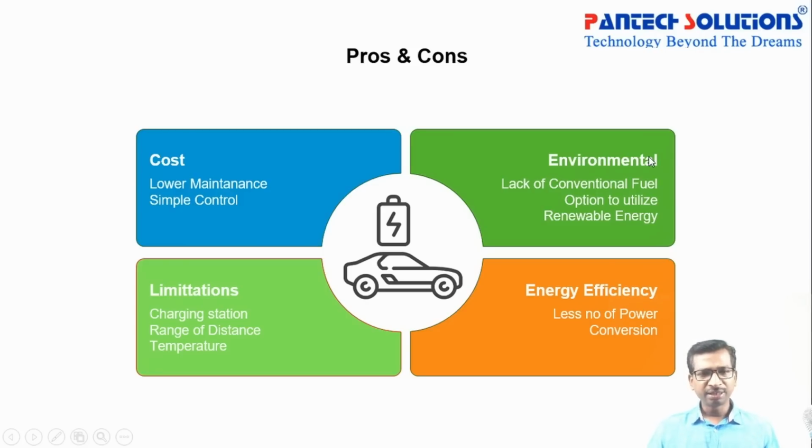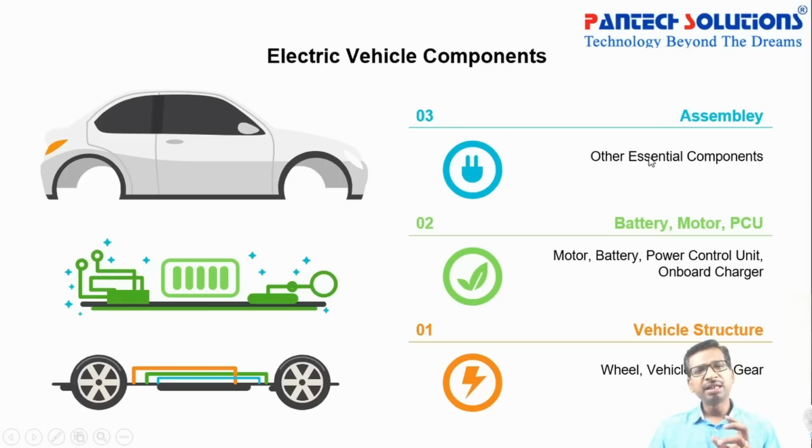Right? And what are the electric vehicle components? The first one is the vehicle structure, that is the body and wheel structure. The second is the motor, battery, power control unit and onboard charger. In addition to that, there are other essential components like the mirror, wiper control, dashboard and electronic clusters, and other sensors to facilitate luxury.